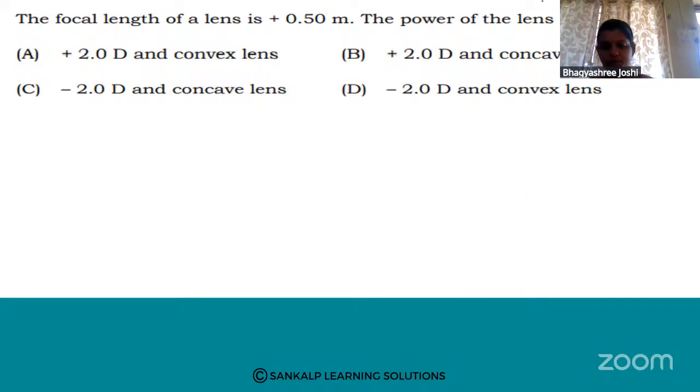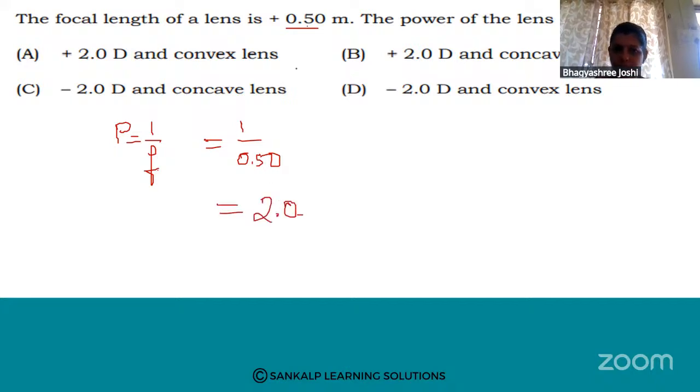Next, we'll solve some multiple choice questions. The focal length of a lens is 0.50 meter. The power of the lens and type are. So power of the lens P is equal to 1 divided by f. Focal length they have given, that is 0.50. So 1 divided by 0.50 means it is 2.0. Here plus 0.50 is there, therefore it is plus 2.0.